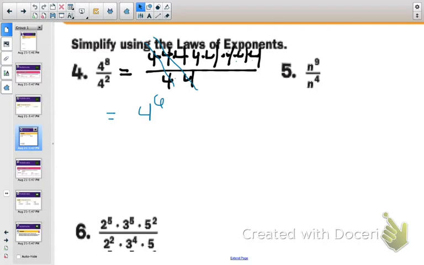Okay, so if you notice, how can we get 6 out of 8 and 2 here? Because notice your 4, again, is the base, so that stays the same.